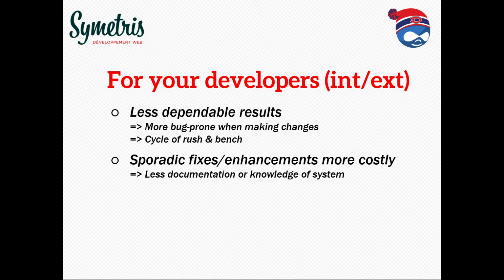Secondly, for the developers: you might have developers in-house, you might have developers outsourced, or anyway, external developers. You're going to have less dependable results, okay? There's going to be more bugs when you're fixing stuff. There's going to be less predictability on the availability of being able to do those enhancements because you don't have a steady stream of work.